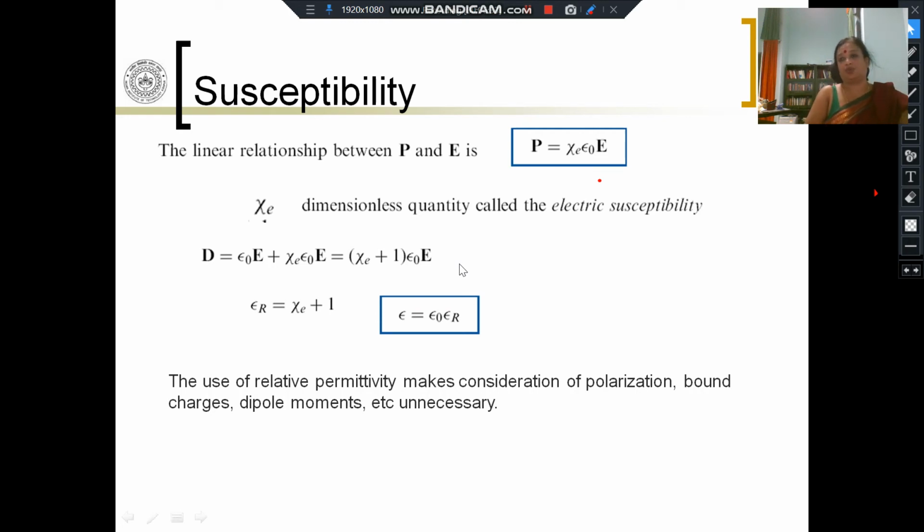We also know that D is equal to epsilon E, where epsilon is the permittivity of the material. And this is what we have called epsilon R, the dielectric constant of the material. So therefore, the dielectric constant of the material can be written as xi E plus 1, where xi E is the susceptibility, plus 1. So epsilon is equal to epsilon naught epsilon R, and epsilon R is equal to xi E plus 1.